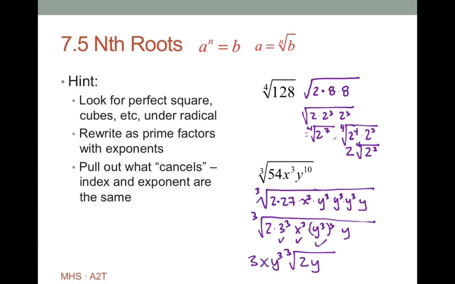Okay. So in that case, I'm looking for perfect cubes. 3 is a perfect cube, I can pull that out. And then I've got an x cubed in there, so I can pull that out. And then I've got y to the 9th, which is y cubed to the 3rd power, so I can pull out a y cubed. And then I'm left behind with the 2 and the y stuck in under the radical. And remember, it's a cube root and not a square root. And that concludes our review.